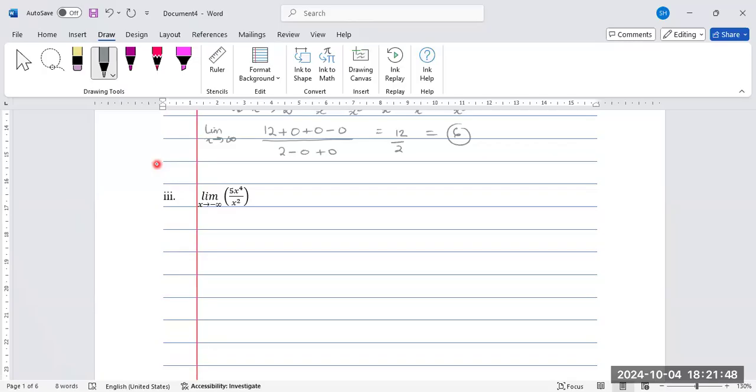Look at it, Damar. Yes, I agree that it's going to negative infinity. But what is the indeterminate state? What do I write for the indeterminate state? The x squared, sir. Hmm?